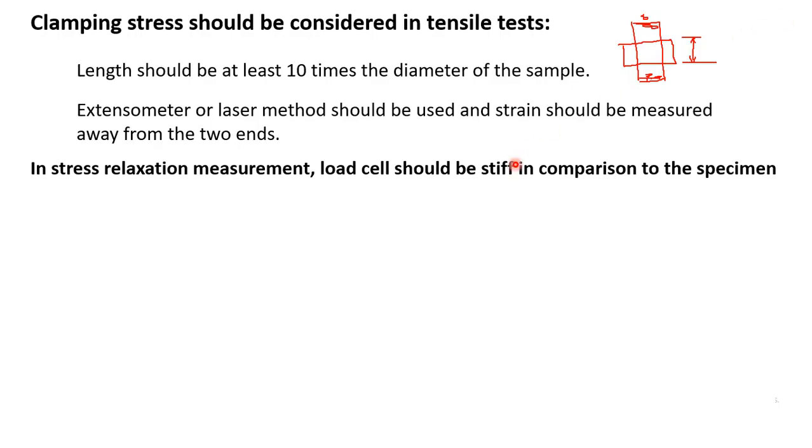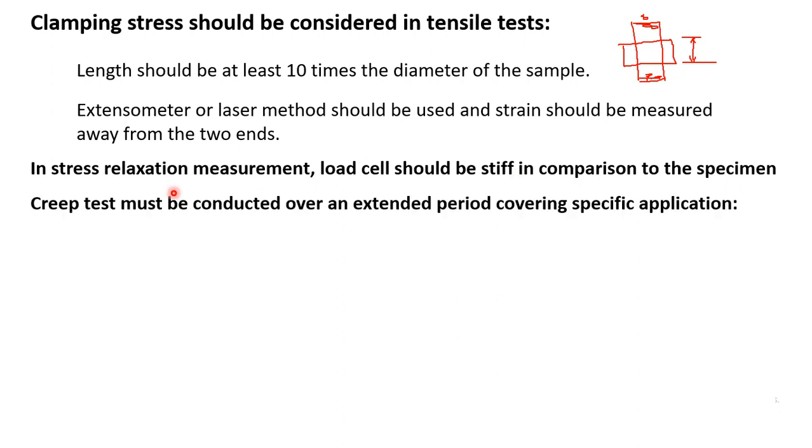In a stress relaxation measurement, load cell should be stiff in comparison to the specimen. This is to ensure that the specimen strain is maintained constant during the test. Any compliance in the load cell will lead to a change in the strain in the specimen. So it is very important that the load cell is very stiff in comparison to the specimen so that there is no change in the specimen dimension during the stress relaxation method, because in stress relaxation we maintain the strain in the specimen and we measure the change in the stress.